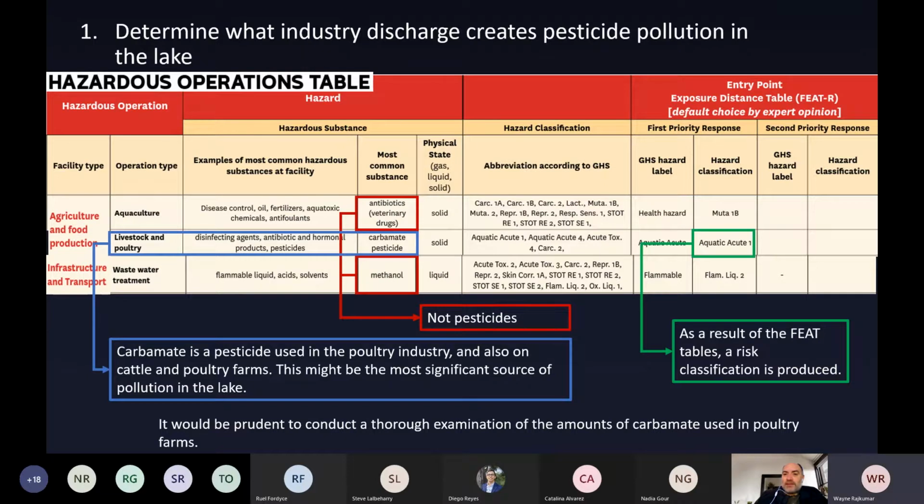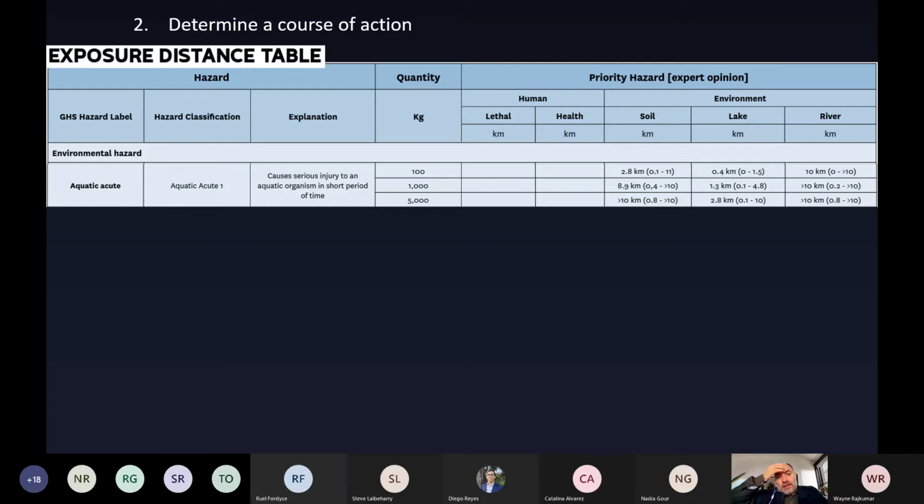Quantity. Wow, too much silence. Sorry again? Quantity. The quantity, of course. So, Diego, can you please just click? Oh, so I should go to the exposure distance table.